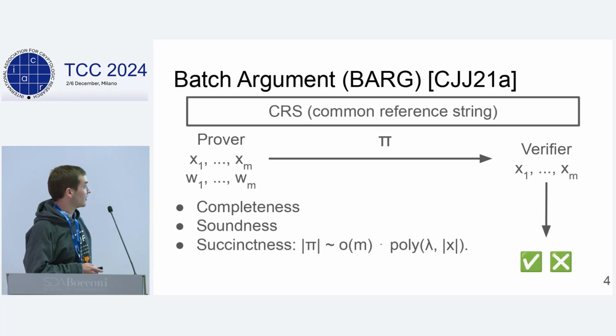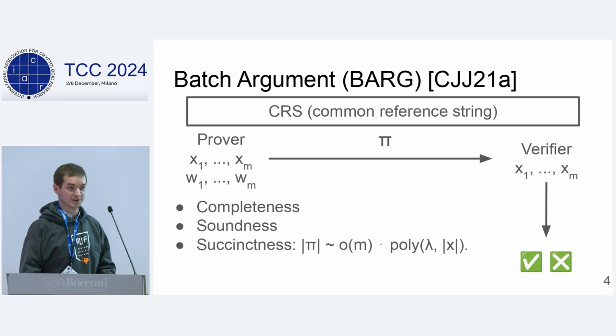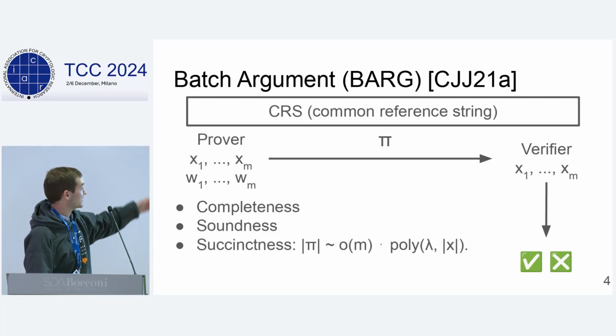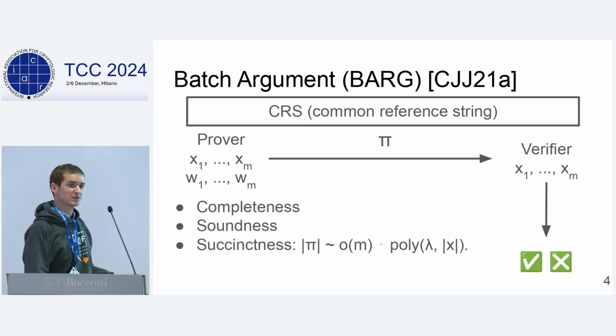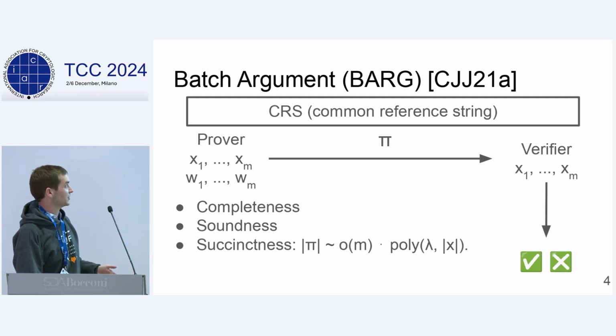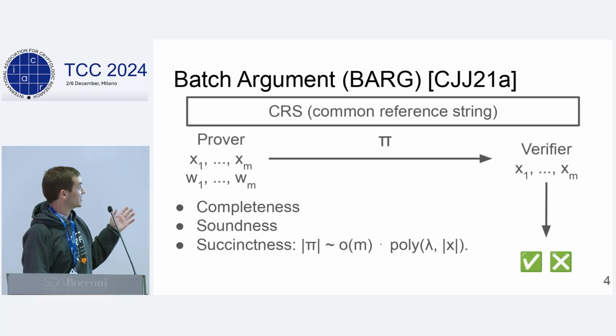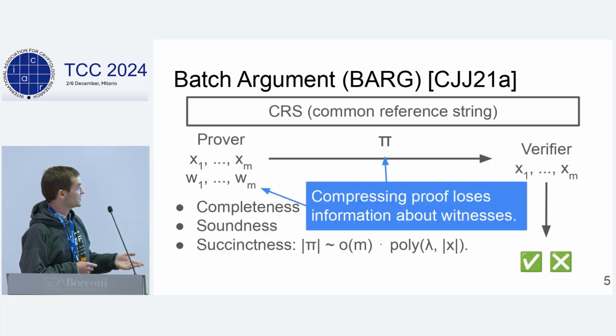And we're also going to be talking about batch arguments, which is an object of great recent interest in the literature, as you can tell from the many previous talks that just talked about them. In this case, the prover is going to want to convince the verifier of many statements. And we're still going to require completeness and soundness, but now we're going to require a succinctness property, which says that the size of this proof should grow slowly with the number of statements that the prover is trying to prove. And intuitively, this means that the proof should lose most of the information of the witnesses because it's so much shorter.